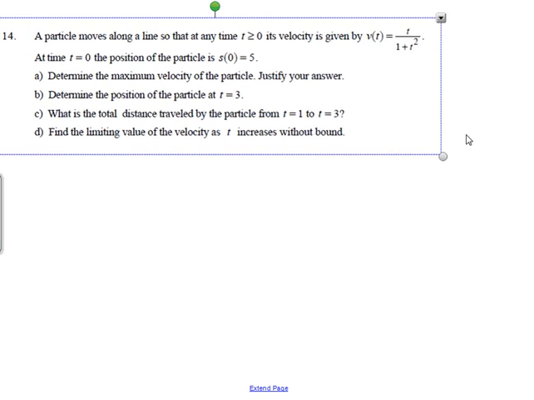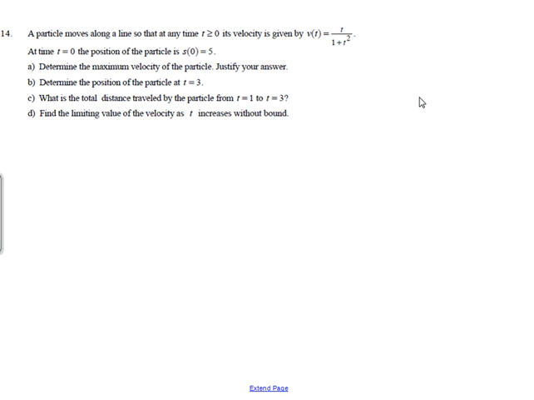And we're looking at question B. It says determine the position of the particle. Well, this is a great question. The position of the particle, if we're given the velocity, we're going to have to do some antiderivatives. And they give us the position at time equals 0, which is 5.